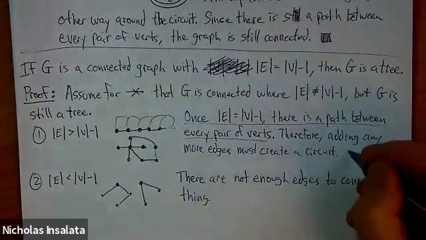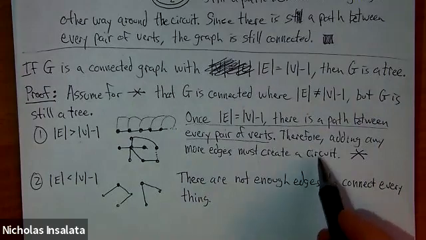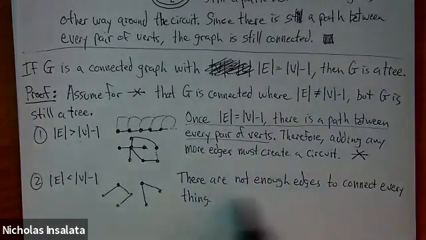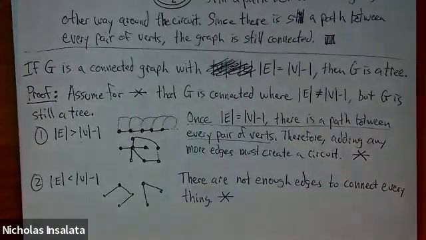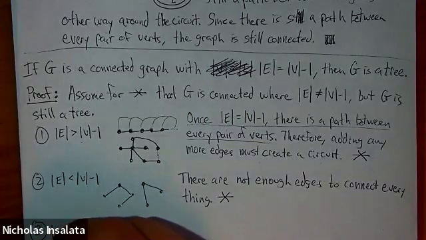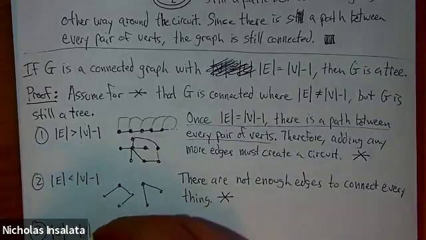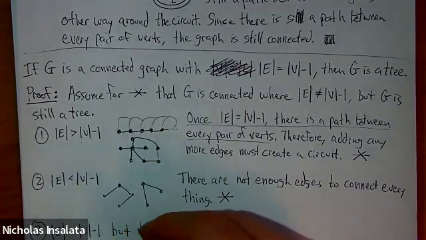And these are contradictions, by the way. So that's a contradiction. Adding any more edges must create a circuit. That's a contradiction. There are not enough edges for everything to be connected. That's a contradiction. And we actually have one more case to consider, that the size of the edge set is equal to the size of the vertex set minus 1, but there's a circuit.